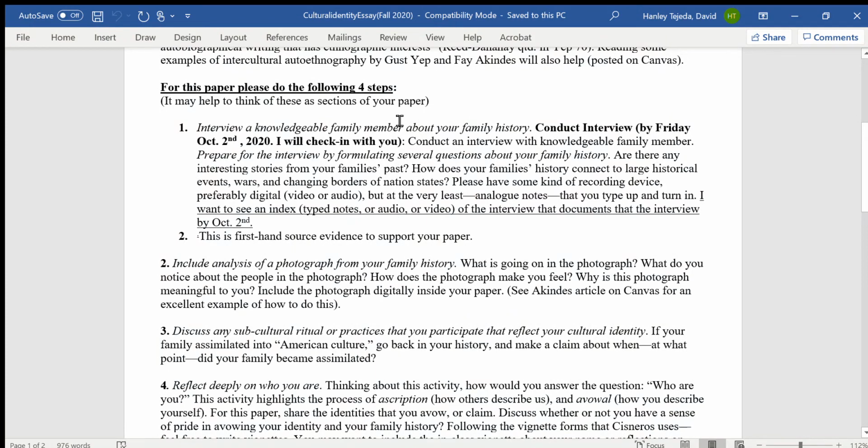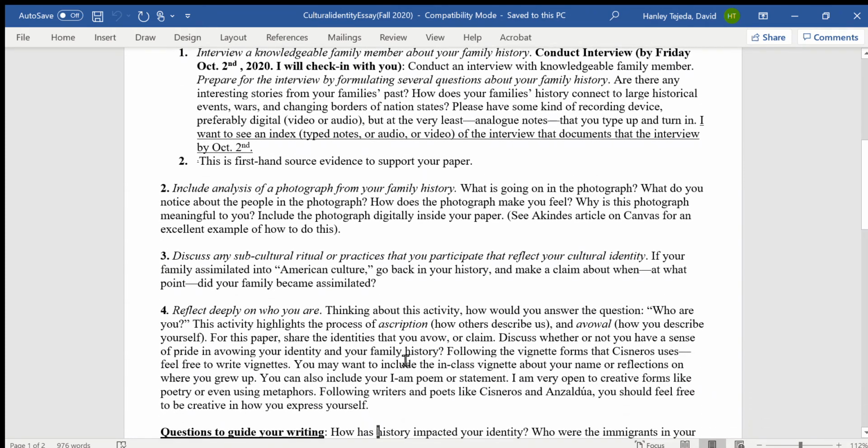So first step, you're going to interview a knowledgeable family member in the next few weeks, and you're going to type up some evidence of that, right? And you are going to do a photo analysis, scan that photo and include it in your paper. You're going to talk about any rituals or traditions that your family participates in and what's important in your family in terms of rites of passage and those sorts of things. And then you're going to reflect deeply on who you are. So it's about a 6-page paper.